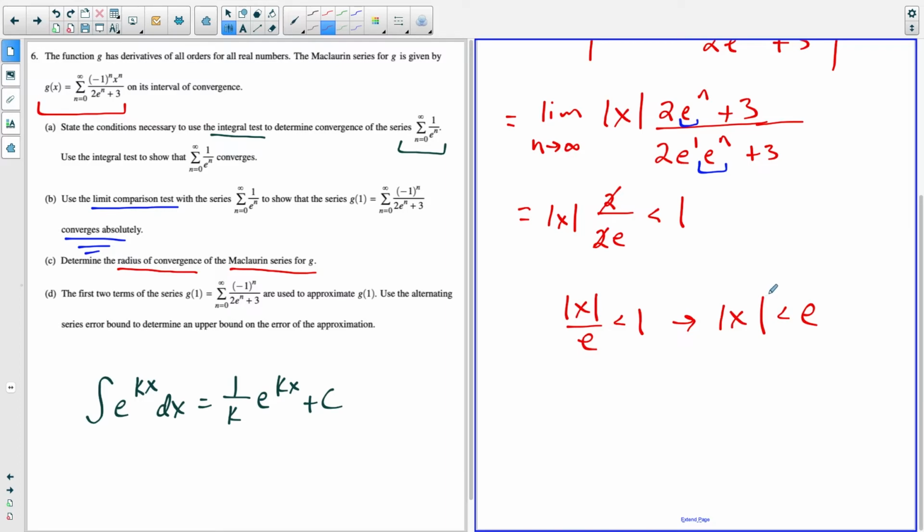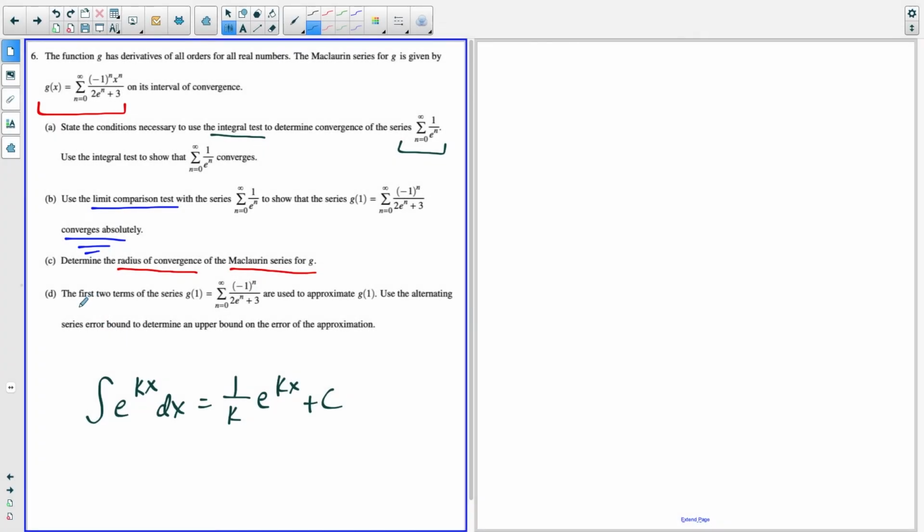And once I get to this step, I can come up with my conclusion here. Our radius of convergence is just equal to e. Remember, they're not asking us for the interval of convergence, so don't fall in the trap of setting up the inequality and testing the endpoints for convergence. We only have to identify the radius. So at this step here, we could say the radius is equal to e.